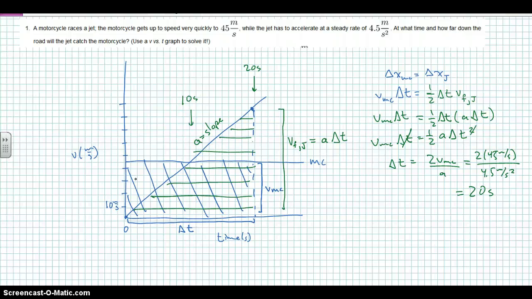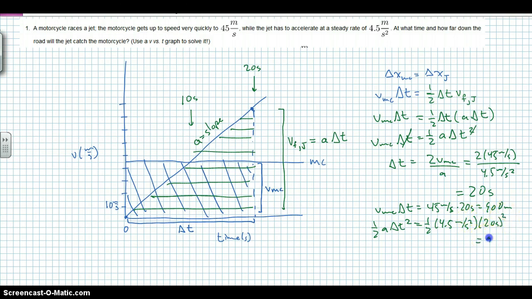And if we want to know where that is, we can look at either the v delta t for the motorcycle, now that we know the delta t, or we can look at the expression that we came up with for the jet. And they'll both tell us 900 meters. So that's where it catches, at 900 meters down the runway with 20 seconds having passed.